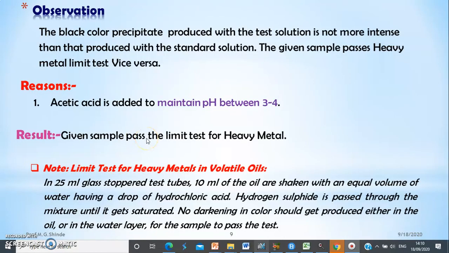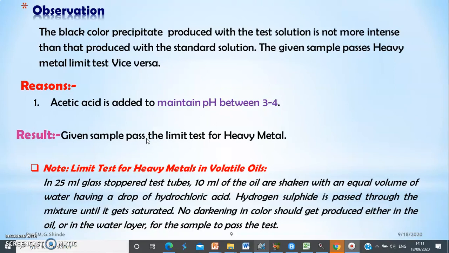So students, after completion of the practical, we got the observation here. There is slight development of black color precipitate within the test solution, and a specific amount of black color precipitate is produced in the standard solution. As we are comparing, the black color precipitate developed in the test solution is very much less than that of the standard solution, or it is less intense than the standard solution. We can say here that the given sample passes the heavy metal limit test, and vice versa.